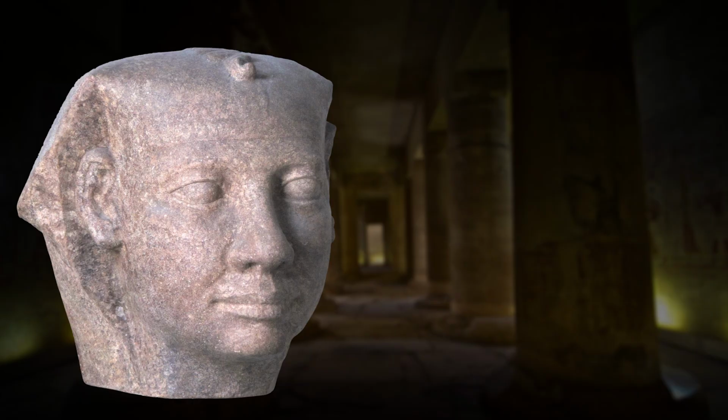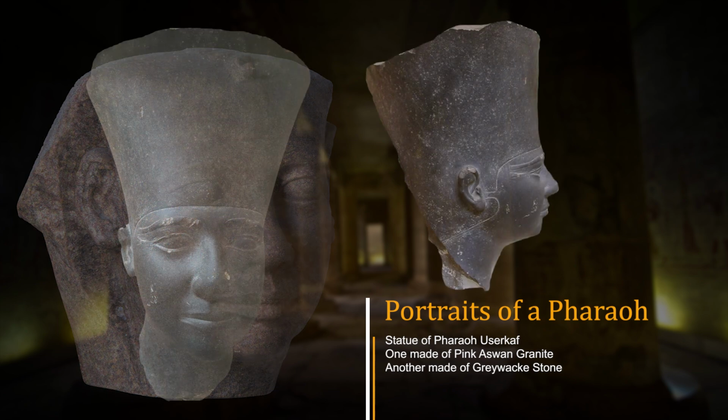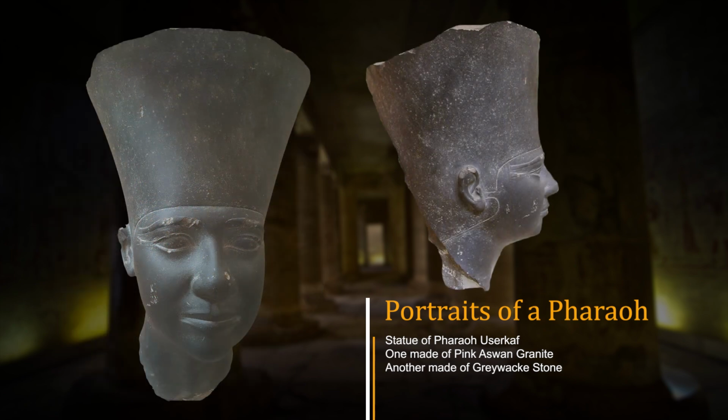An impressive and much larger-than-life head of Userkaf was found in the temple courtyard. Made of pink Aswan granite, it is the largest remaining Old Kingdom portrait head, if one excludes the Great Sphinx. Another fine portrait of the king was discovered in the Valley Temple of Abu Ghurab. This is particularly important because it is one of the few examples from the Old Kingdom that shows the pharaoh wearing the red crown of Lower Egypt.